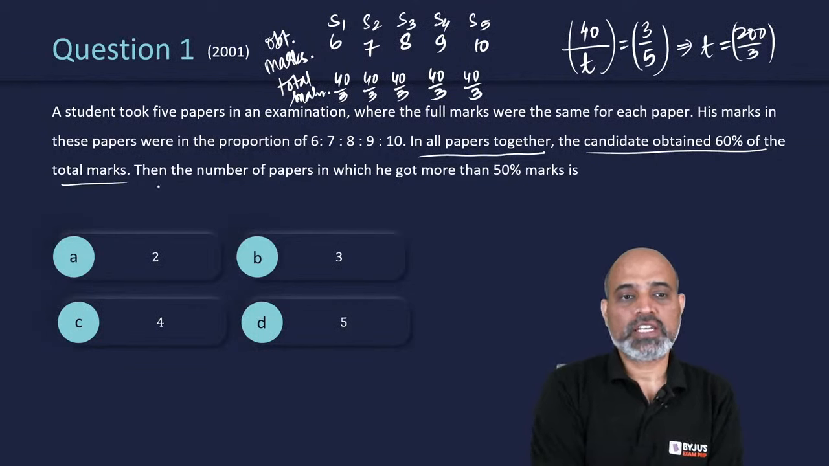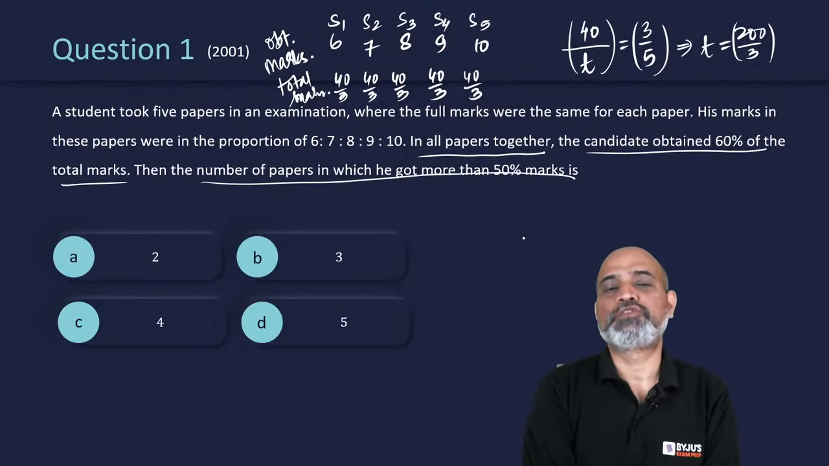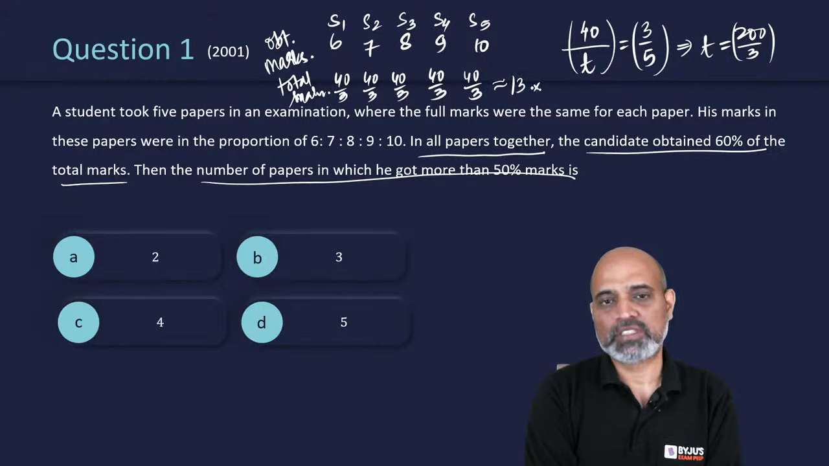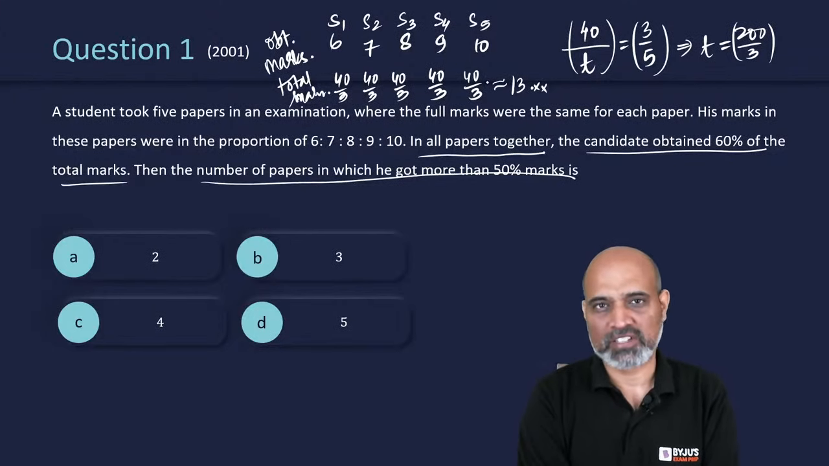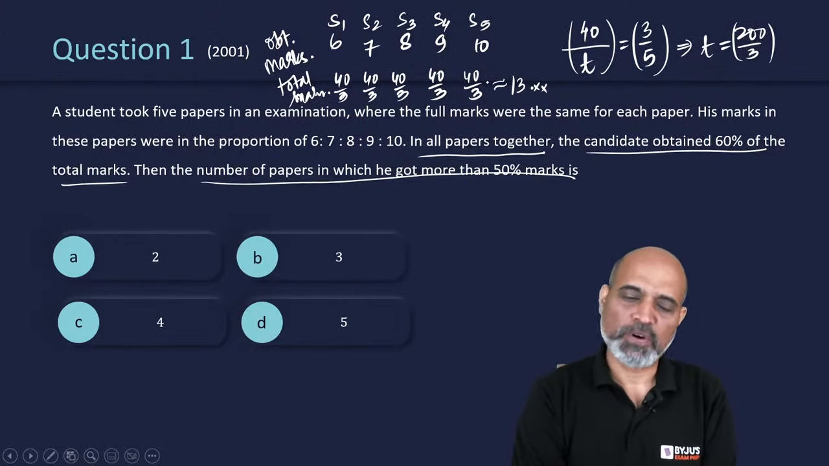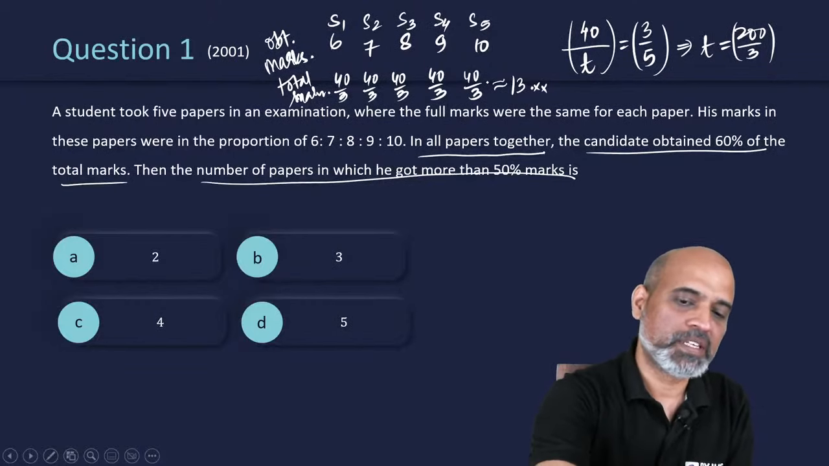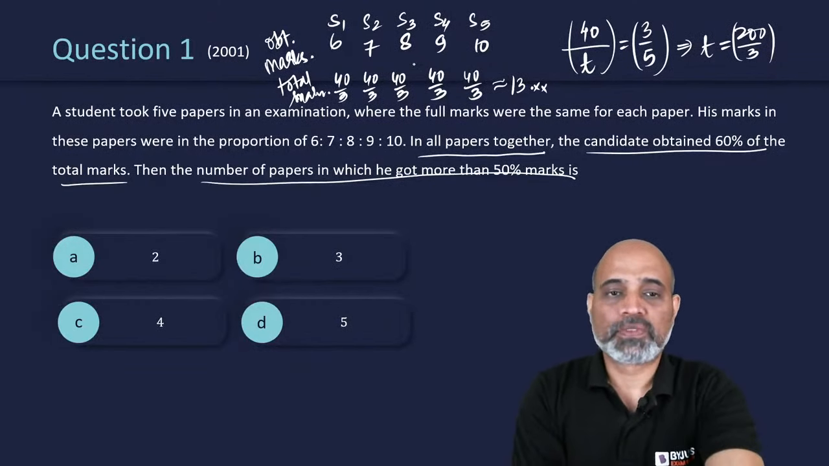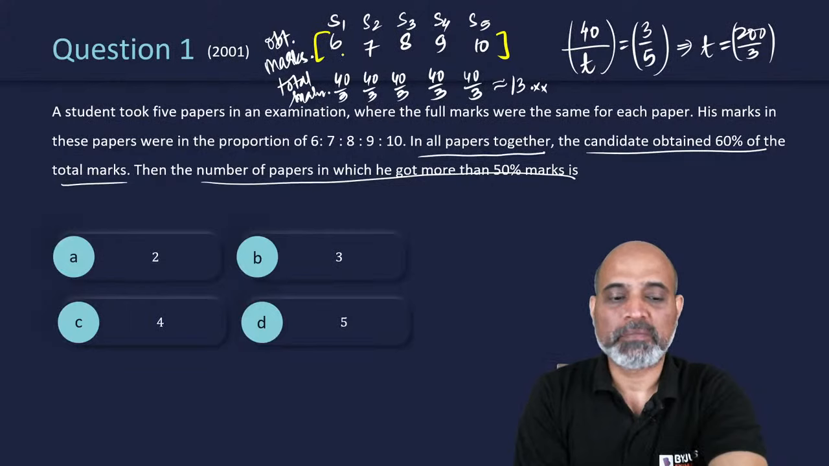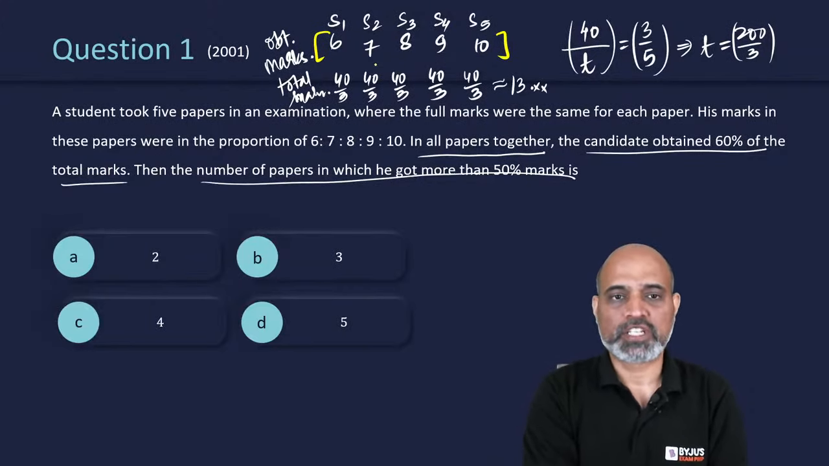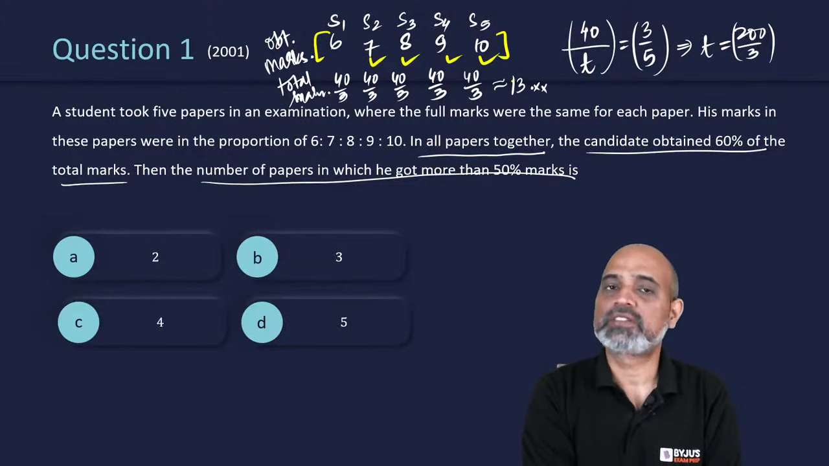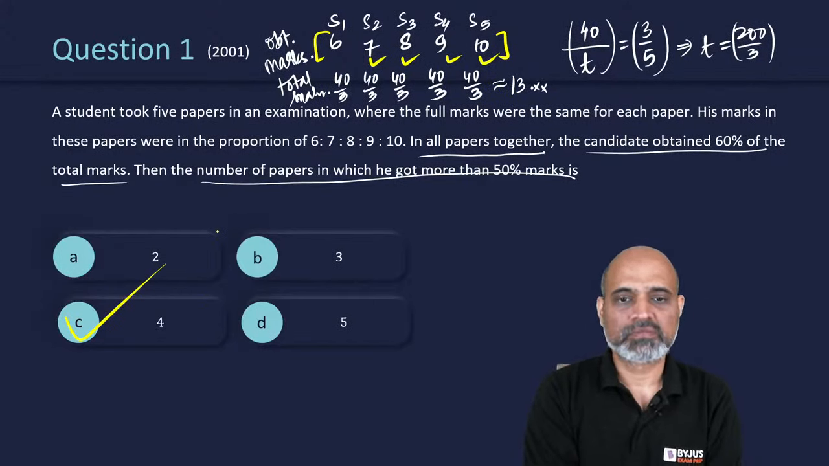Now, the question is the number of papers in which he got more than 50% marks. Now 40 by 3 is approximately 13 point something. 50% से ज्यादा marks आने का मतलब है 6.5 से ज्यादा आना चाहिए. Great. 6.5 से ज्यादा आपको कितने सब्जेक्ट्स में मार्क्स दिख रहे हैं. So you will check the obtained marks and see how many of these are more than 6.5. तो 6.5 से ज्यादा you are seeing in 4 subjects. So 4.